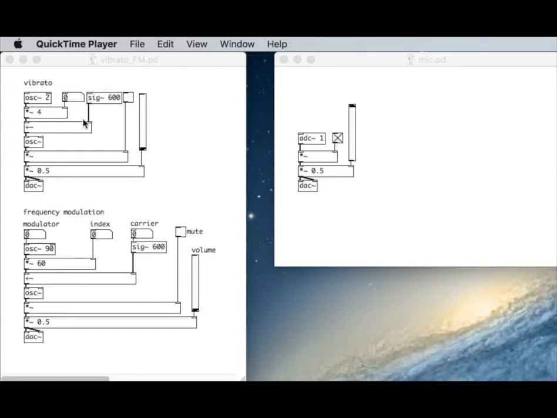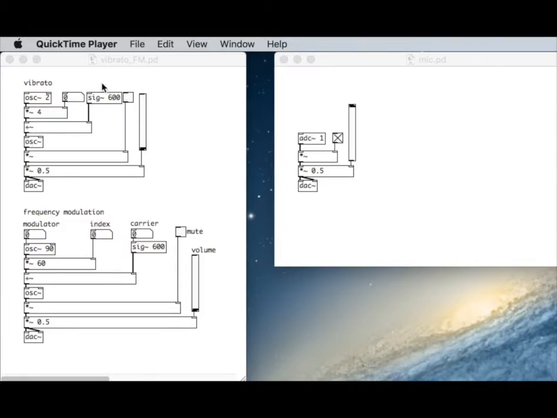So in this patch, I have an oscillator here that's being controlled by this structure above it. And so we have a signal with a frequency, and we have an oscillator, a low frequency oscillator, being multiplied by an amplitude multiplier, and we're adding that together. This oscillator is going to increase and decrease the frequency of this oscillator.